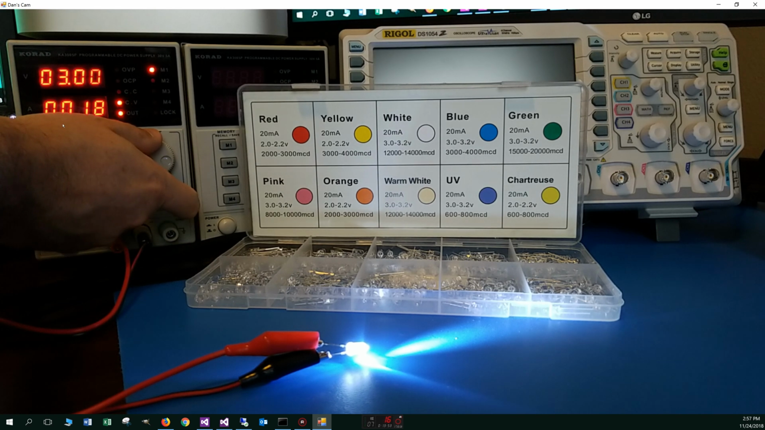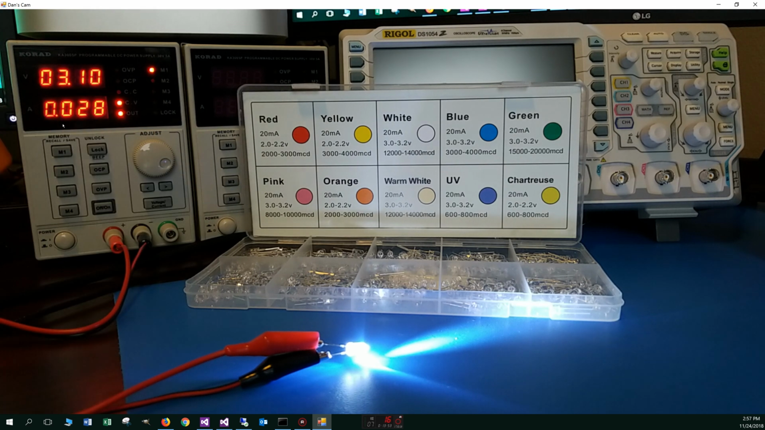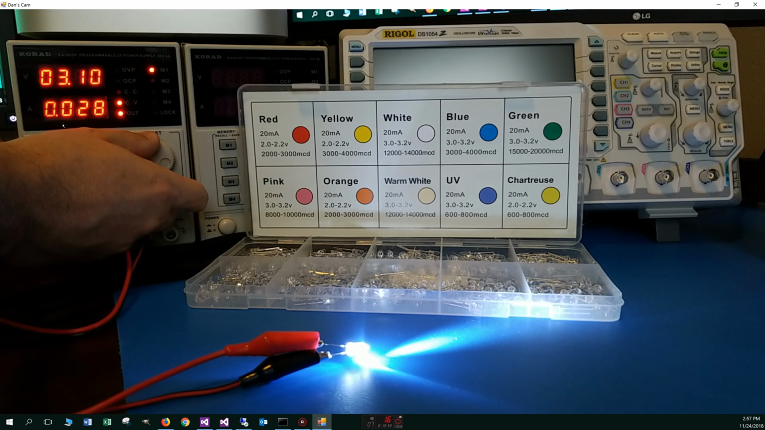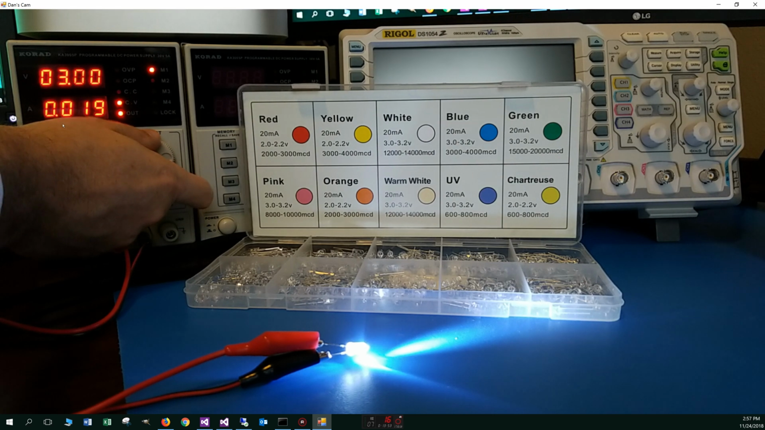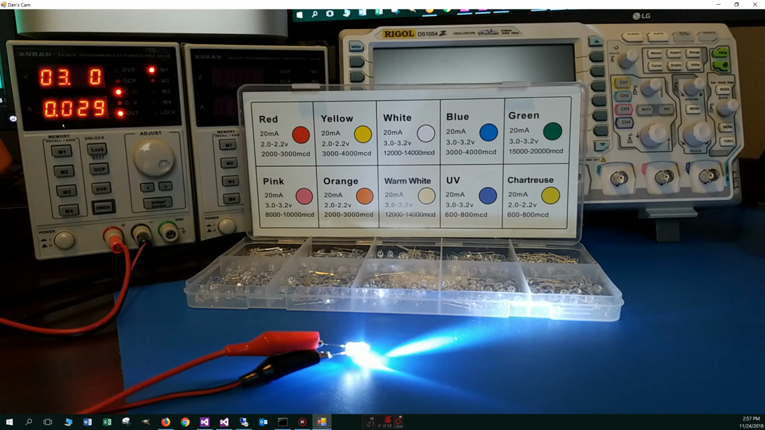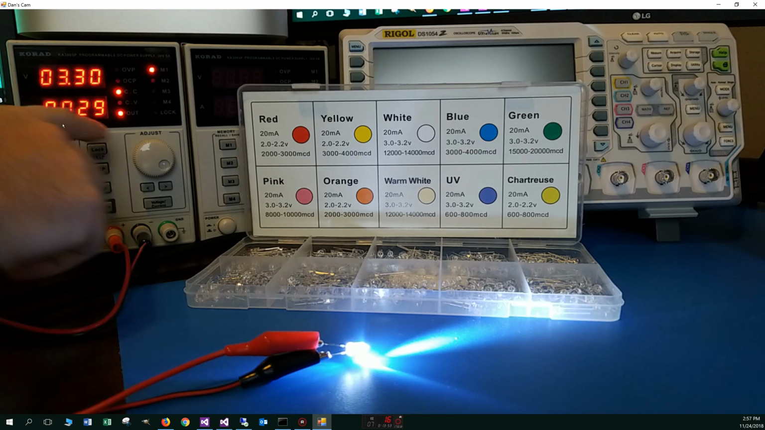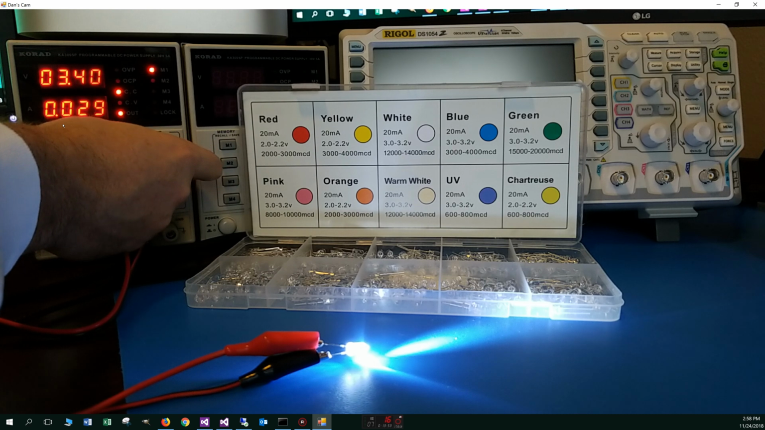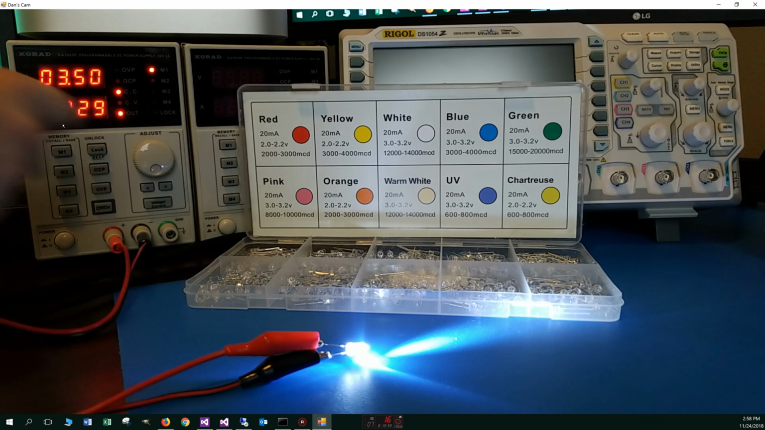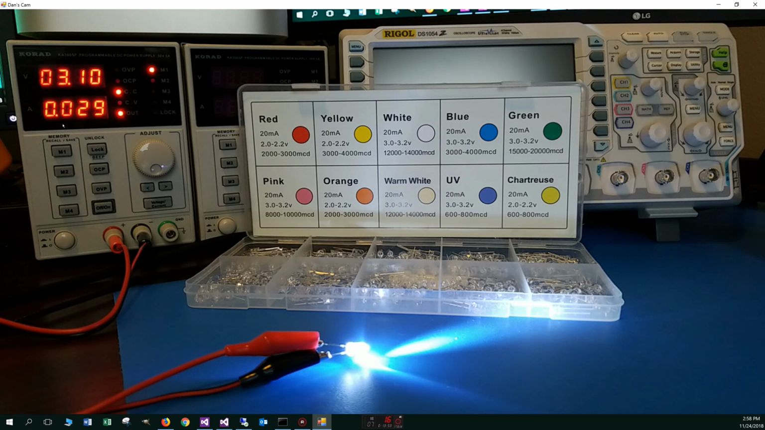Now if I increase the voltage, say, to 3.1, right? You can see now we've got 28 milliamps going through there. And, of course, my camera adjusts a little bit for the brightness on that. If I turn that back down, you can't really tell on the camera there, right? But at 3.3 volts, now we've got 29 going through. Okay, and at 3.5 volts, we've still got 3.1 going through there.